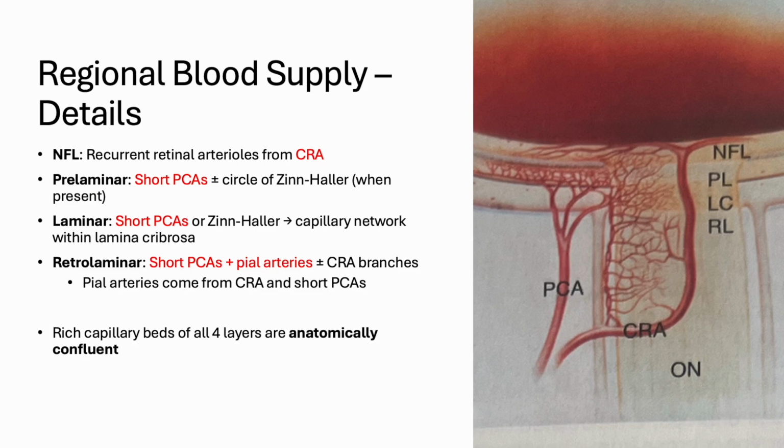The nerve fiber layer is supplied by recurrent retinal arterioles from the central retinal artery. The prelaminar region is nourished by short PCAs, with possible contribution from the circle of Zinn-Haller. The laminar region receives blood from either short PCAs or Zinn-Haller, supplying a capillary network embedded within the lamina cribrosa. The retrolaminar region is fed by short PCAs, pial arteries, and possibly branches of the CRA. All 4 layers contain rich, anatomically confluent capillary beds, ensuring robust perfusion under normal conditions.